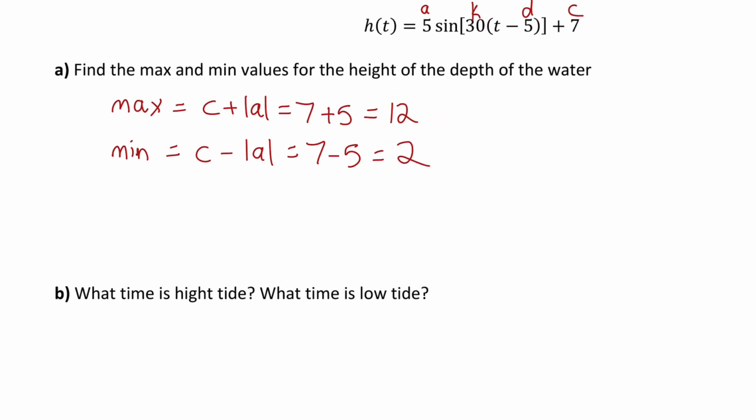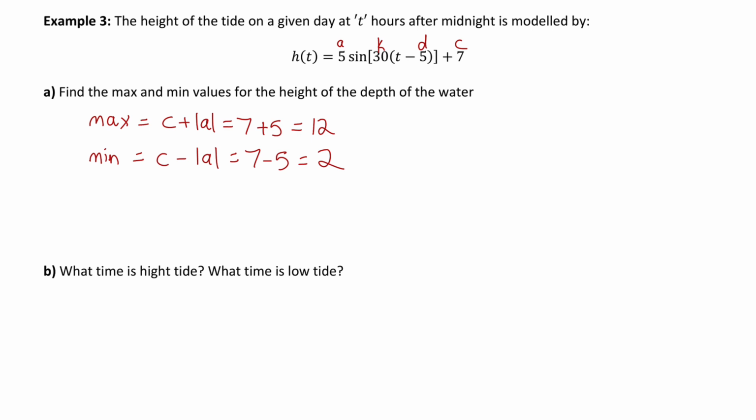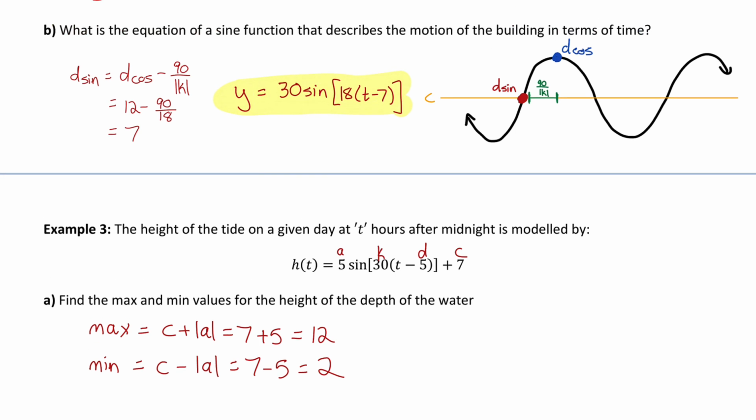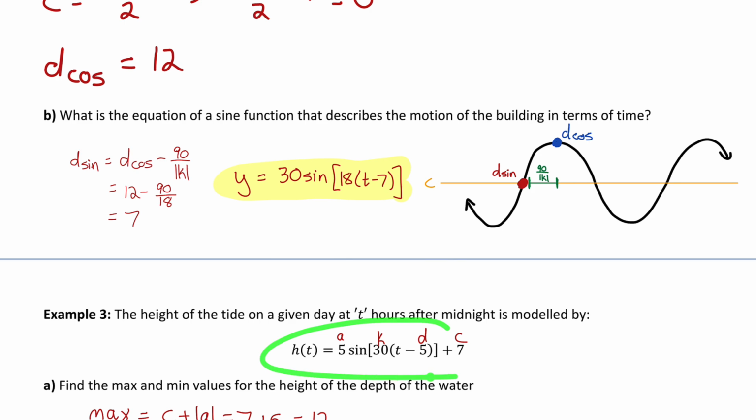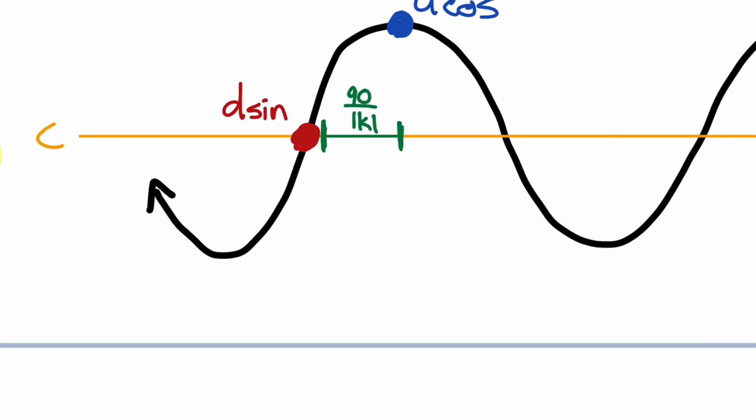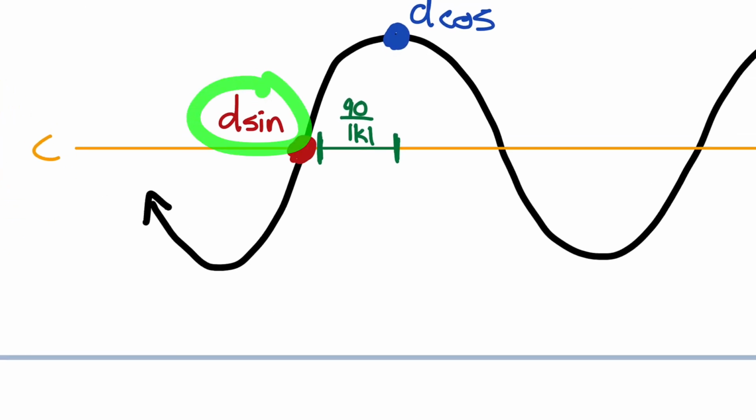Part B says, at what time is high tide and at what time is low tide? Now, there are a couple ways we can do this. We can think graphically, or we can just solve for it algebraically. If we're thinking graphically, maybe I'll just go up to this diagram that I drew right here, and we can use that to help us figure it out. Well, since I have a transformed sine function, I know this d value of 5 would tell me the x-coordinate of a rising midline. So let's replace d sine with 5.